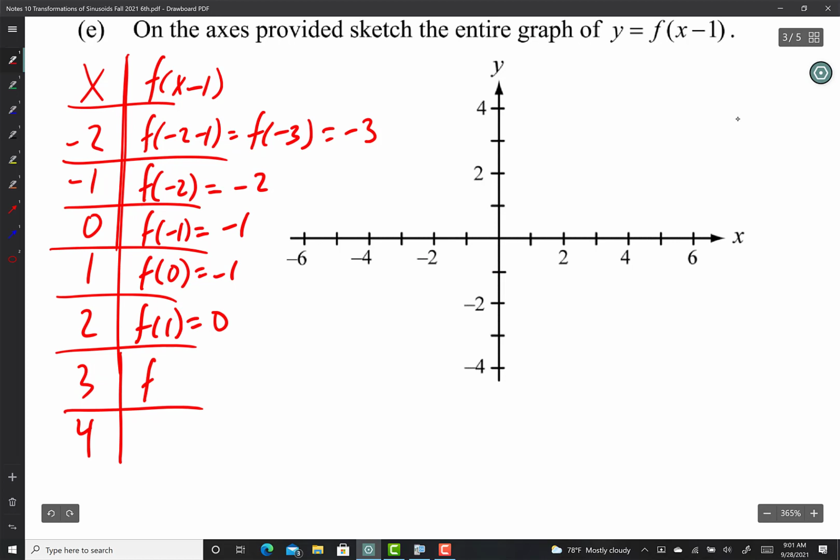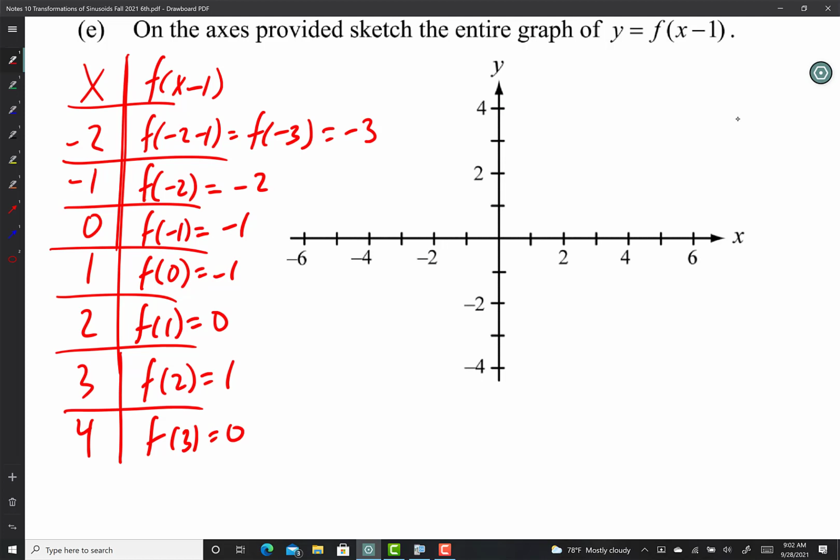F of 3 minus 1 is f of 2, which is 1. And then f of 4 minus 1 is f of 3, which is back to 0. So then we completely disregard the negative 3 of the original coordinate because that would technically be f of 4. F of negative 4, we don't have that. Correct. It's not in the domain. So that's why we started at negative 2.